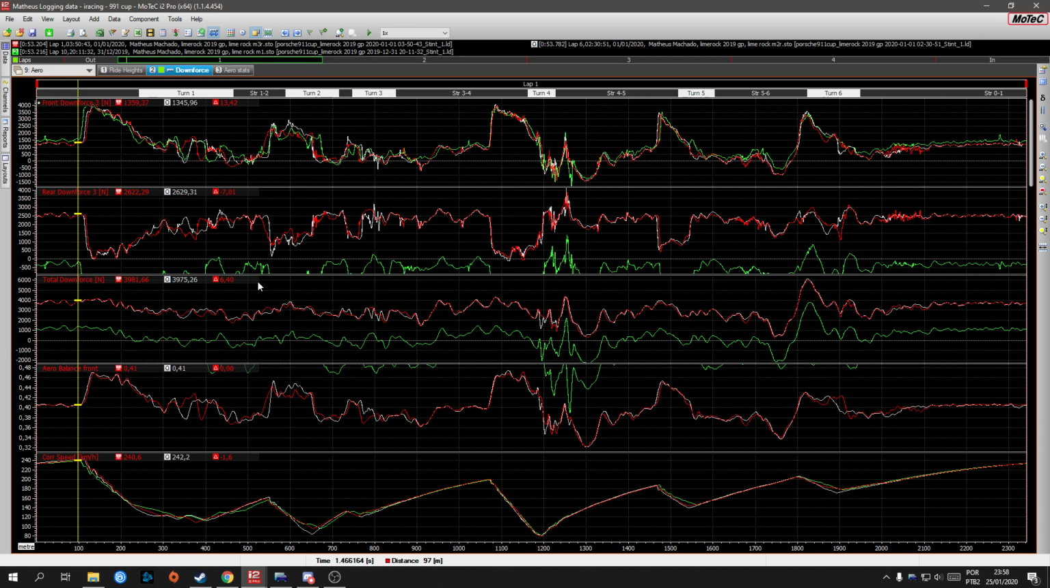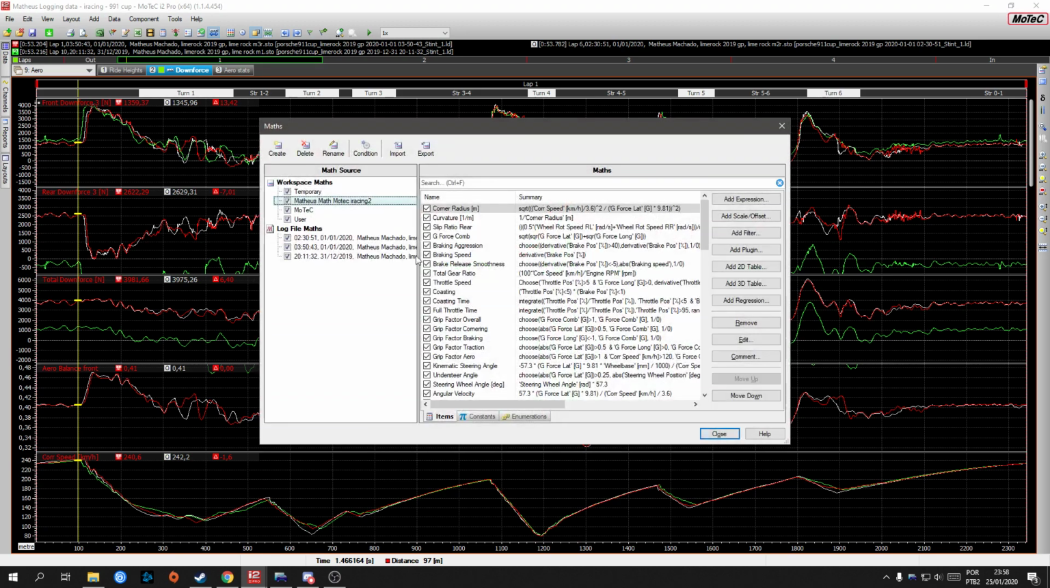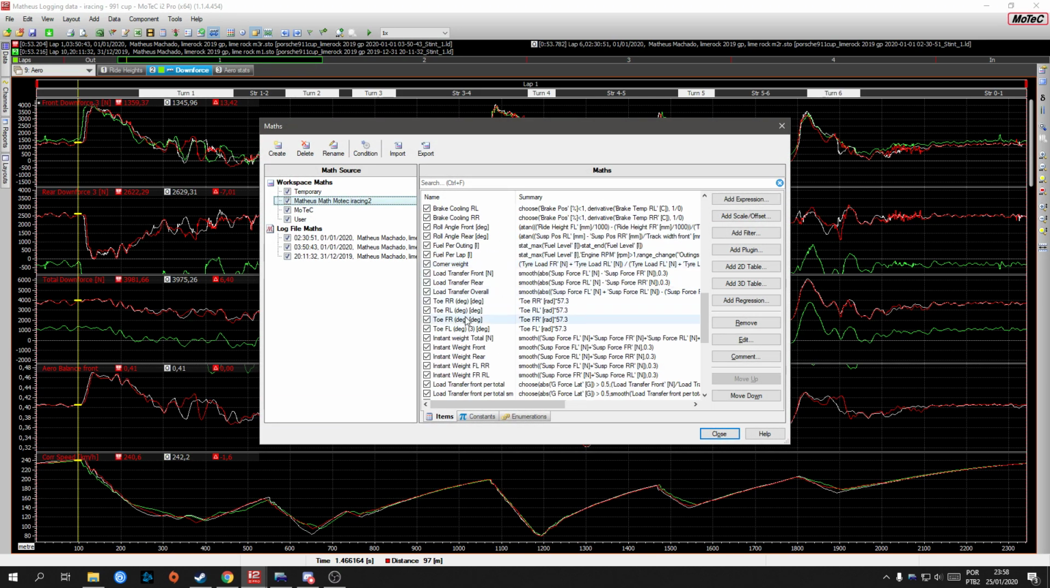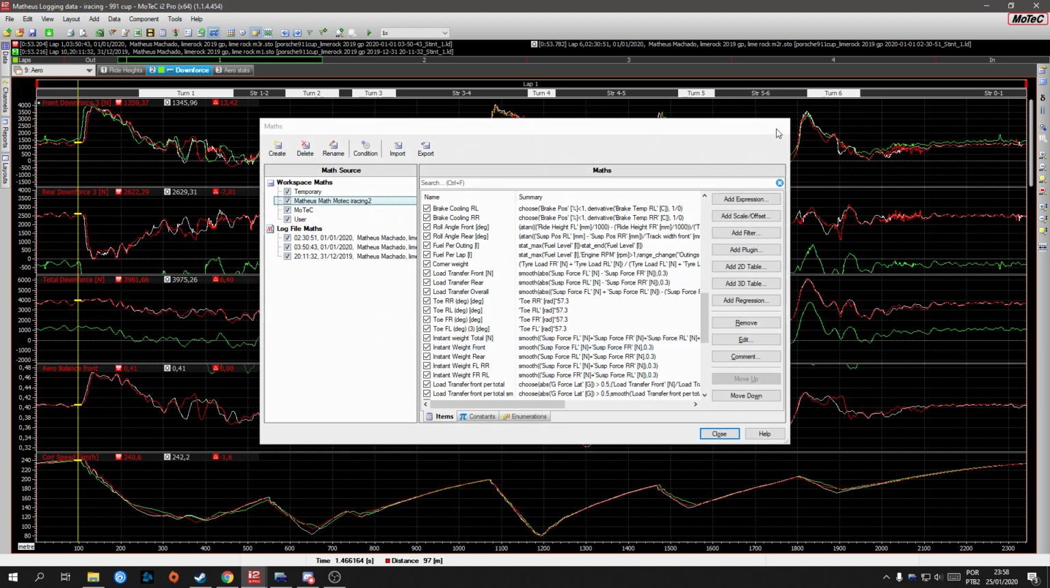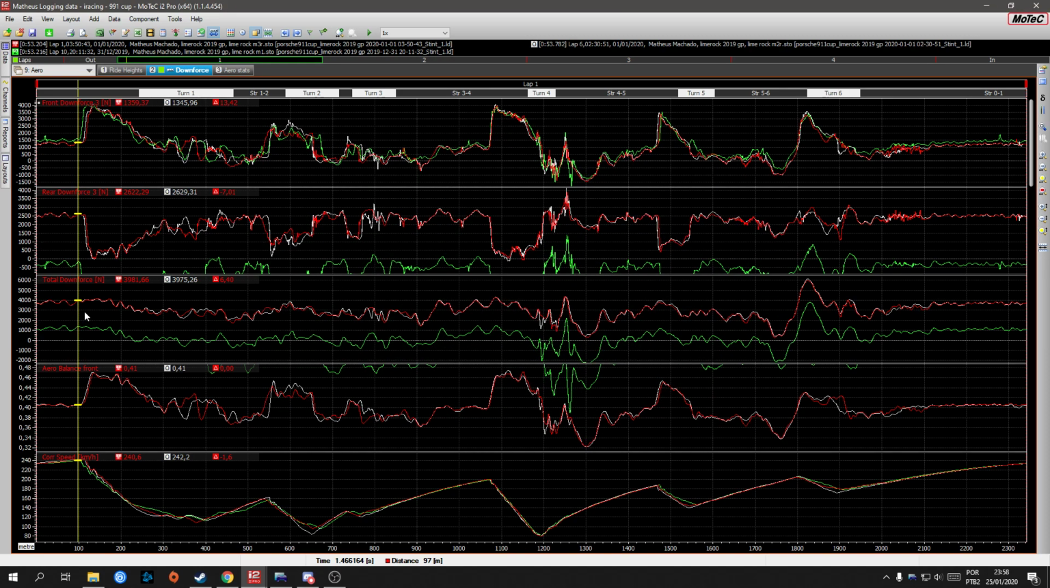I showed you how I use these downforce channels, and then there is another channel which is important to mention, which is the aero balance channel, which takes that front and rear downforce and basically divides it one over the other to see how much downforce you have at the front of the car and how much downforce you're generating at the rear of the car. In this case, it's generating 40% of the downforce at the front of the car for this data set I'm showing you.